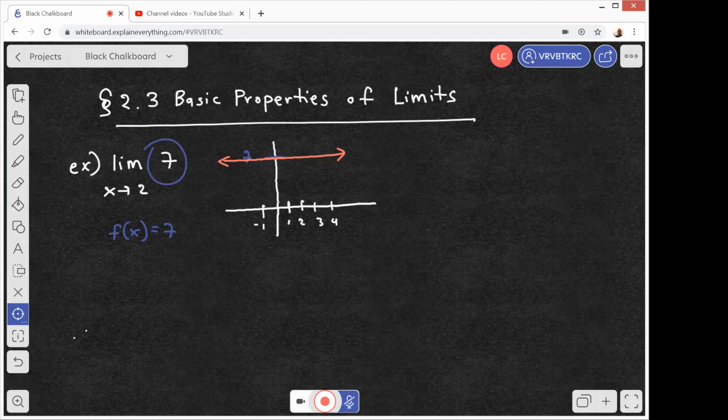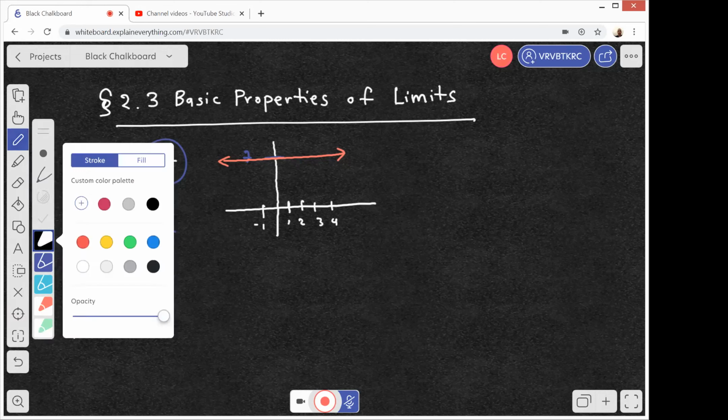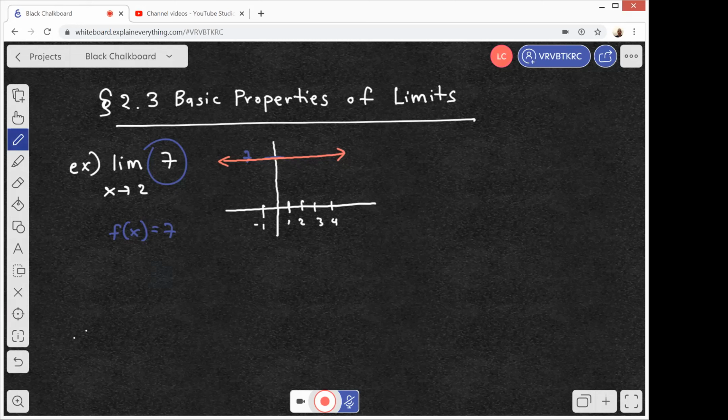So as we get closer to 2, which is somewhere here, we're saying, what's the y value? As you get close to 2 from the right side, the y value is, that's right, 7. And as you get close to 2 from the left side, the y value is also 7. So that's why in this case, as x approaches 2, the y value of that function is 7. So the answer is 7. Let's continue our example here so we can just write the answer: equals 7.